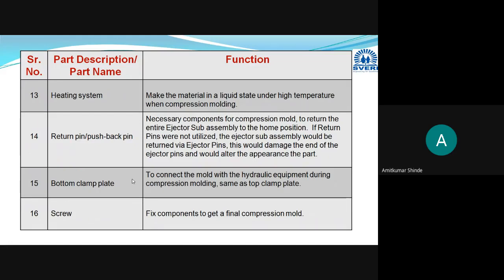These are the main parts in the compression mold which we are going to use for doing the compression molding of plastic parts. And along with their names and their position, we have discussed their function also. What is their specific function in this compression molding process?